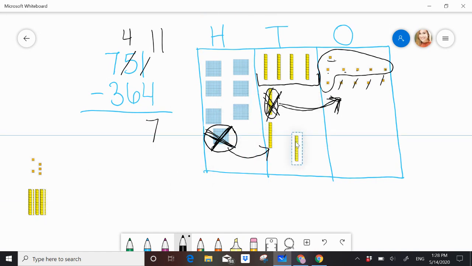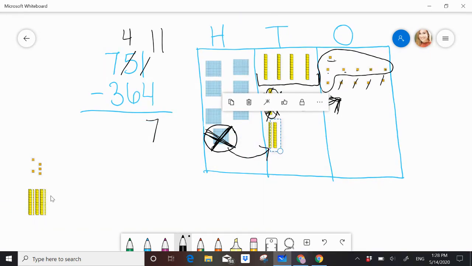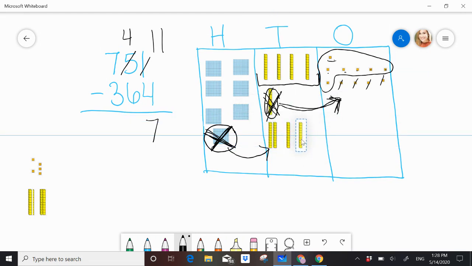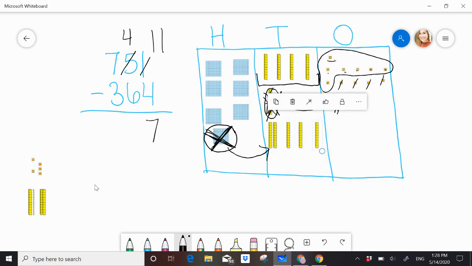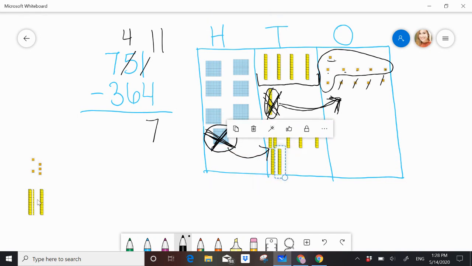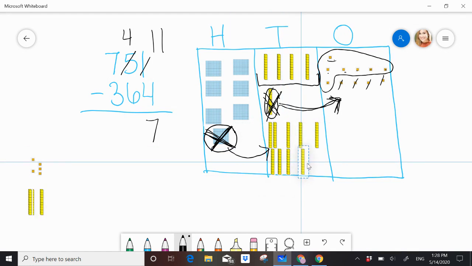1 ten, 20, 30, 40, 50, 60, 70, 80, 90, 100. Okay, I broke it up into 10 rods now. Now I have enough to take away that 60 that I needed to. But let's do some background work to make sure our model reflects what our images show us.